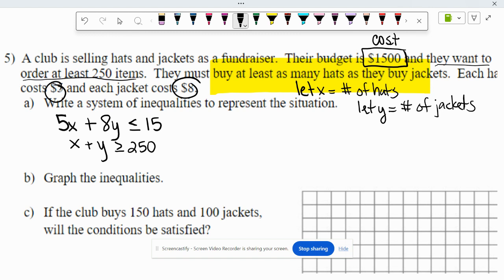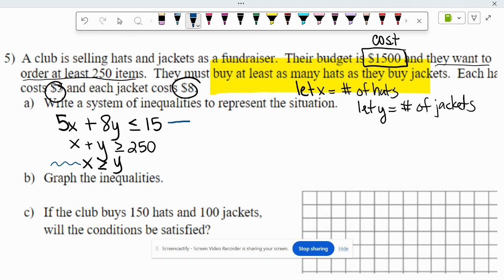Well, it says they need to buy at least as many hats as they buy jackets. So can they buy more? At least means they could buy more. So that means that x, the number of hats they buy, has to be greater than or equal to the number of jackets. Okay. So this has 3 inequalities. If you have filled out notes, when we filled these out last semester, we didn't write this one down as our inequality. So you want to add these.